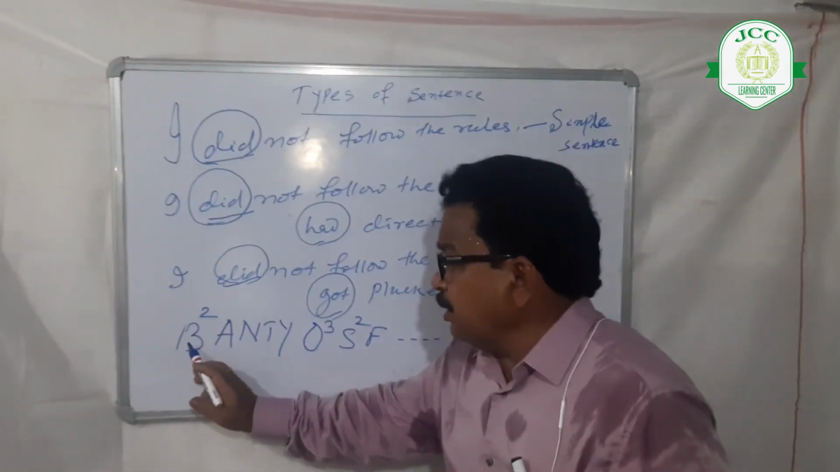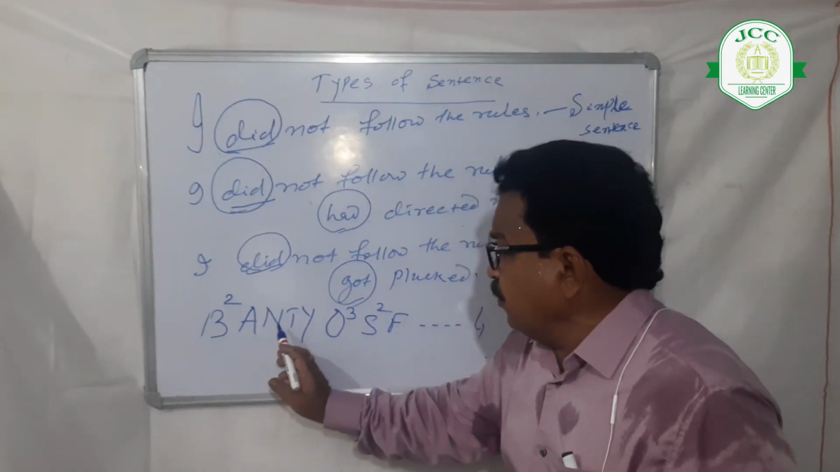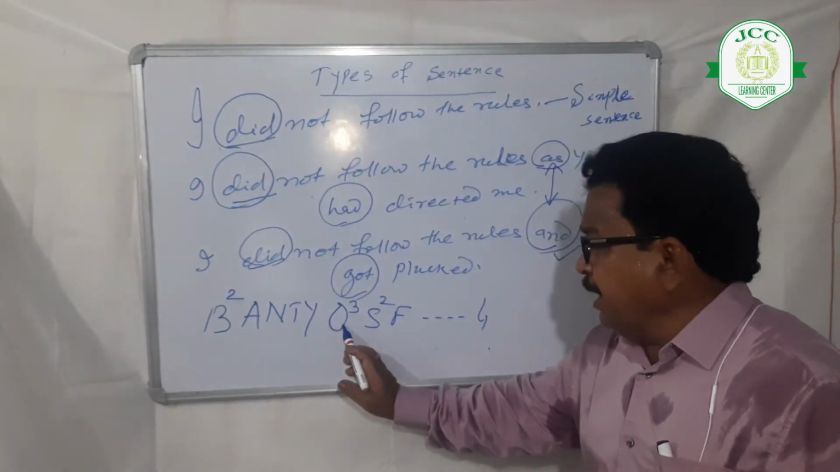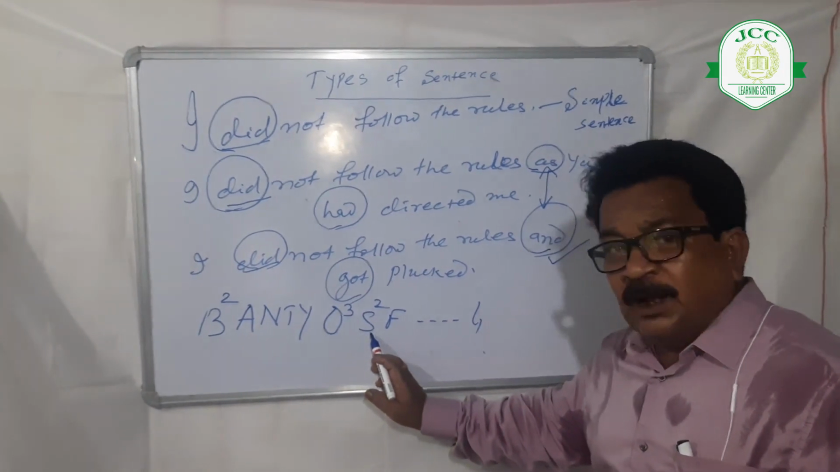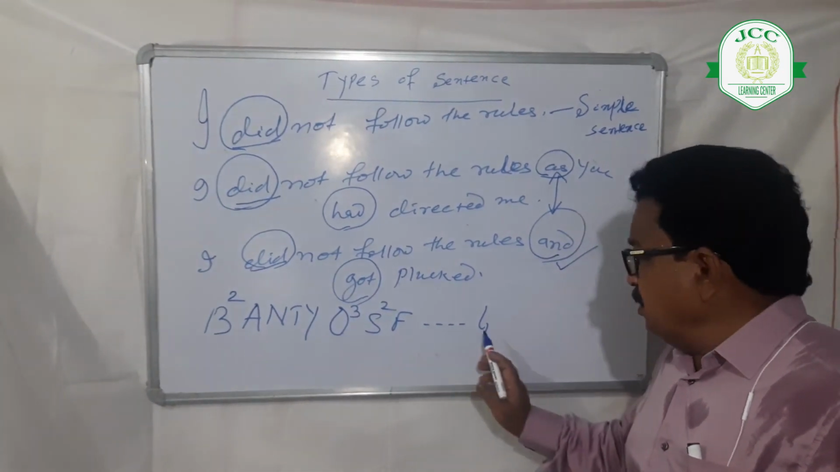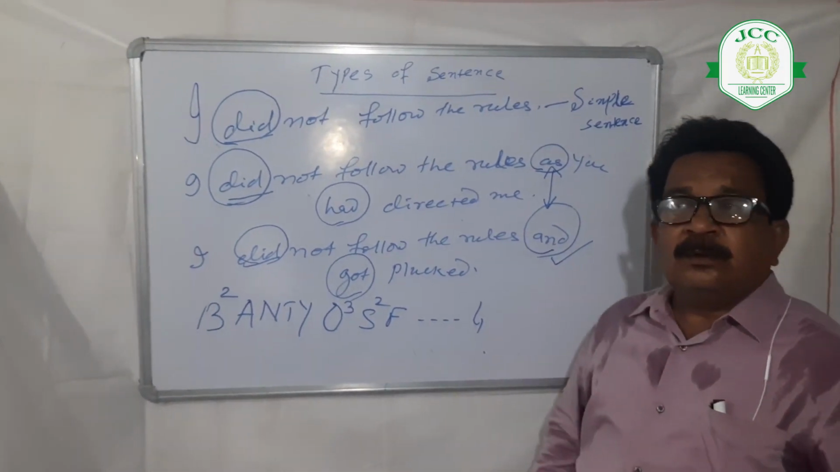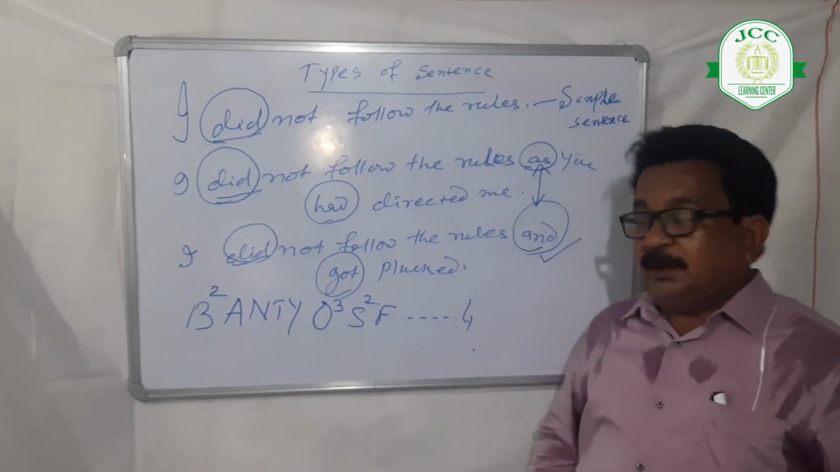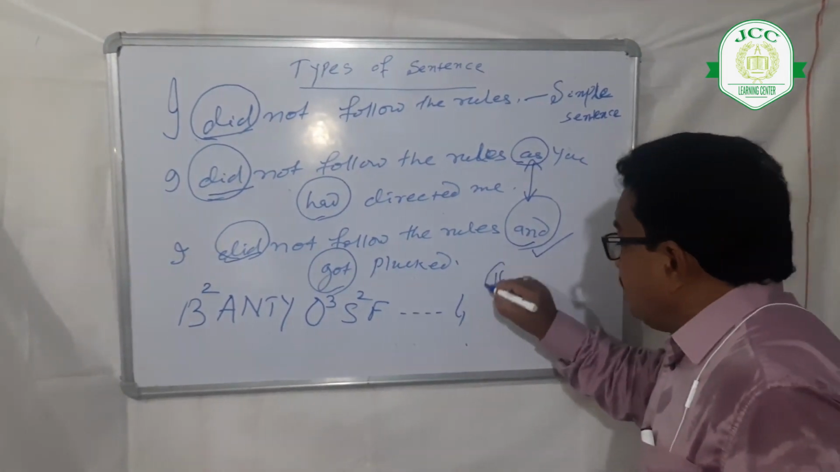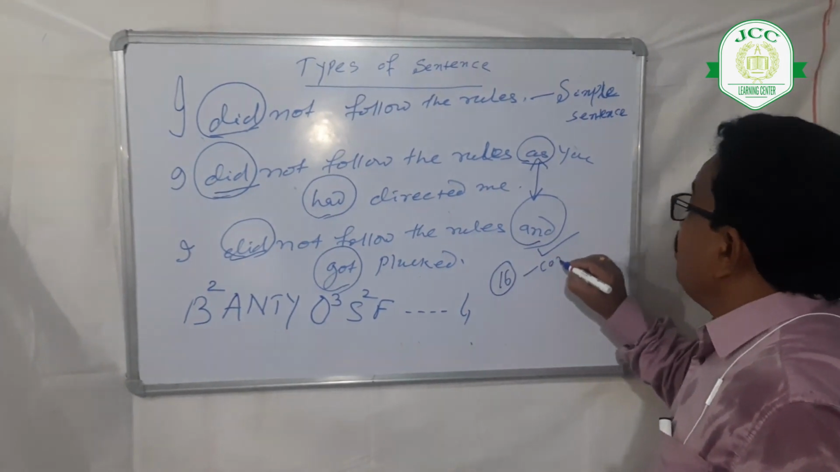B square double B, 1 2 3 4 5 6 3 9 9 to 11 12 plus 4, that is 16. We have to remember 16 connectors.